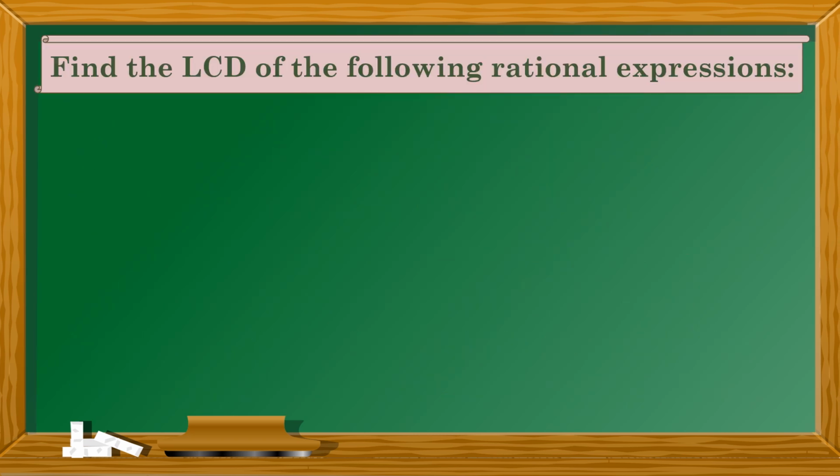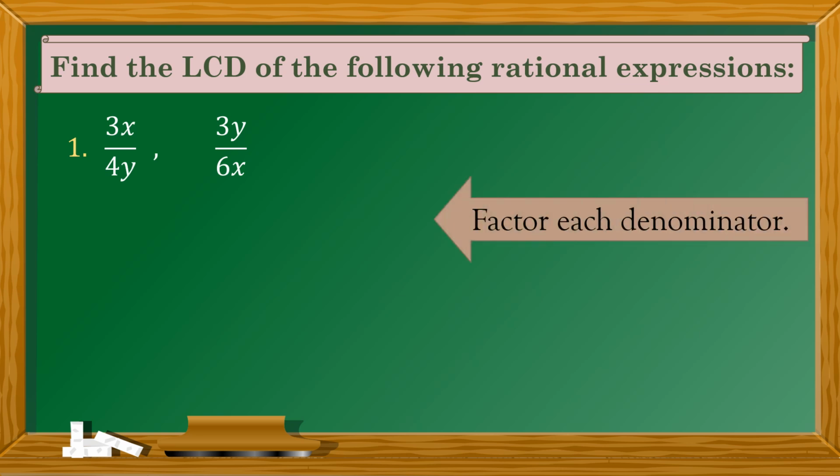Before we add or subtract rational algebraic expressions, let us first find the LCD of the following expressions. So first we have 3x over 4y and 3y over 6x. To find the LCD, we have to factor each denominator. So the denominators are 4y and 6x. The factors of 4y are 2 times 2 times y, and the factors of 6x are 3 times 2 times x. So we have to align common factors.